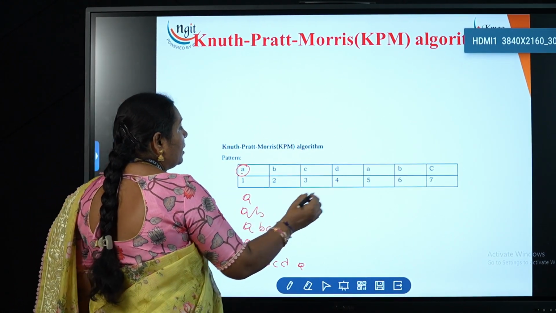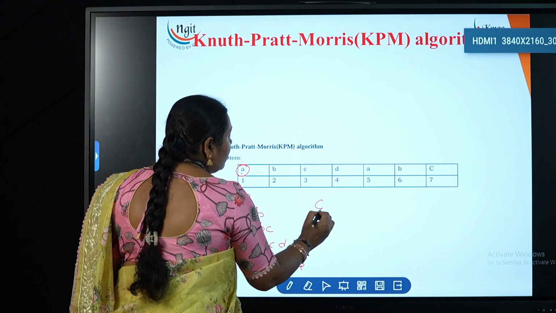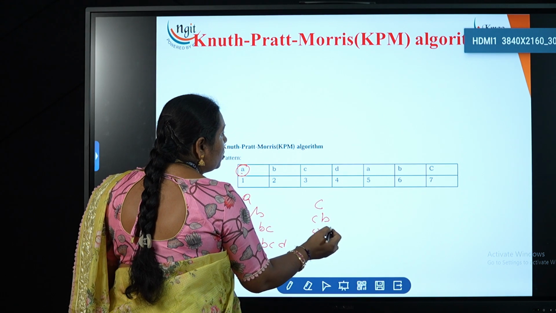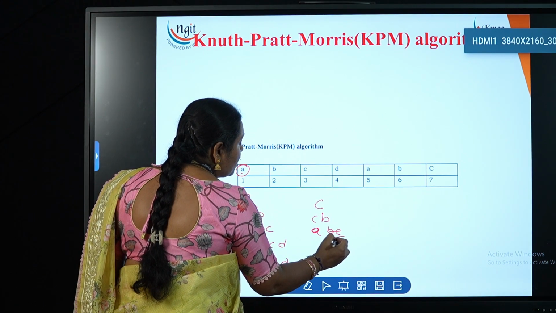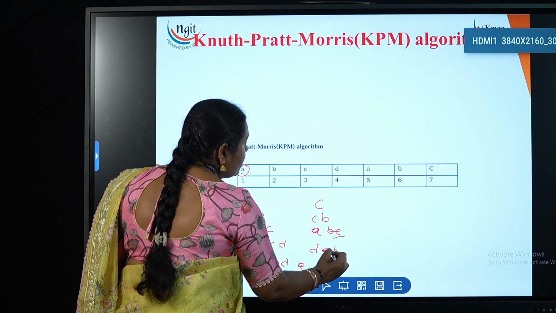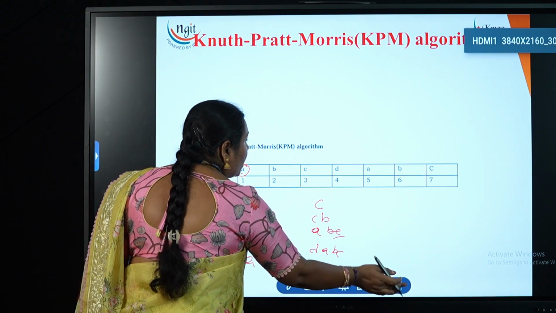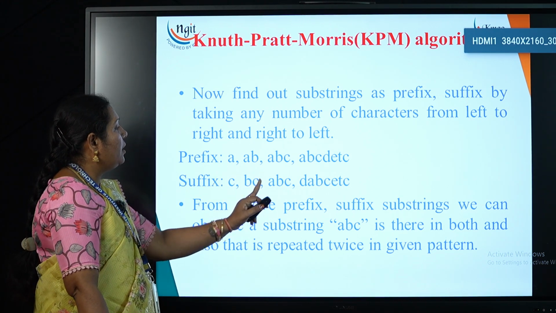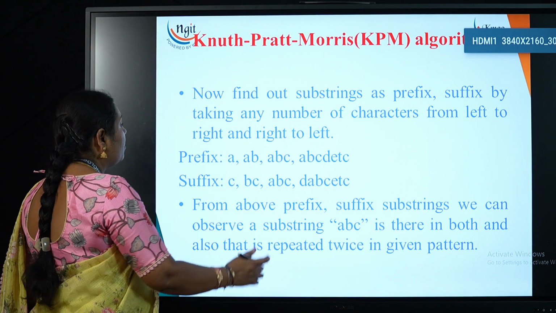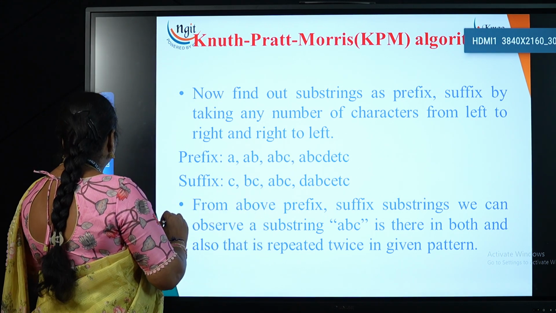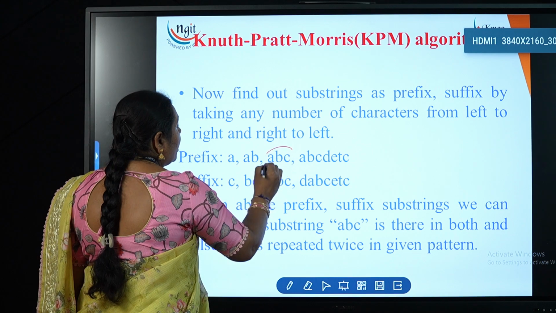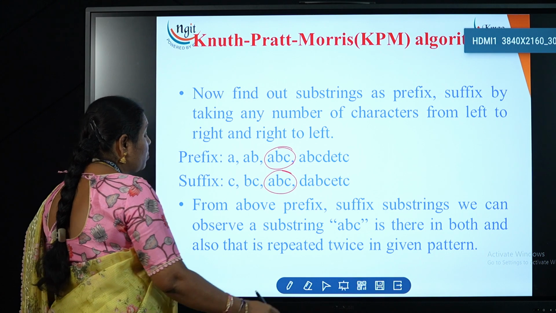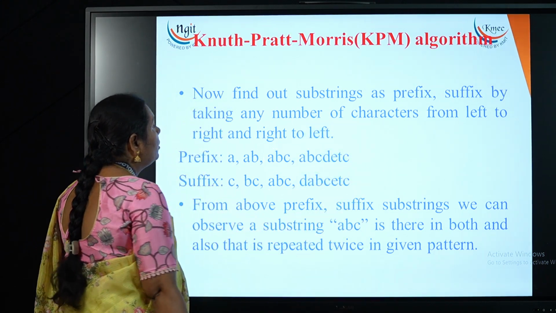Coming to the suffix: C, then BC, then ABC, starting from C, then you will get DABC. When you do this, what happens? You will get a common pattern in both the prefix and suffix when I create them. What is the common pattern over these two? ABC and ABC are the common patterns. So this is a thing which is repeated twice in the given pattern.